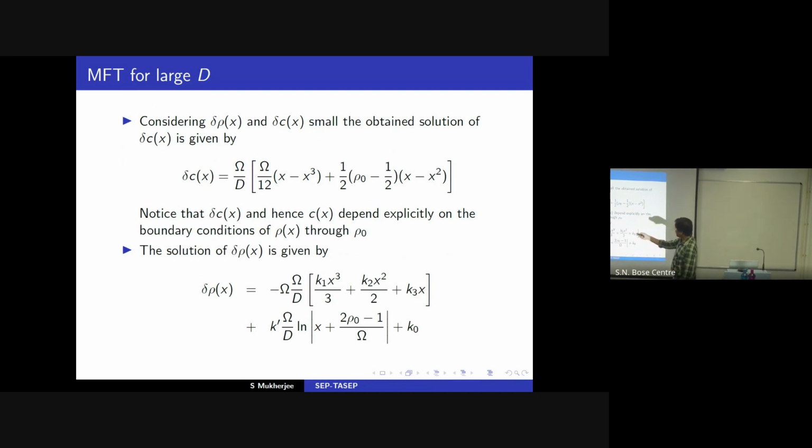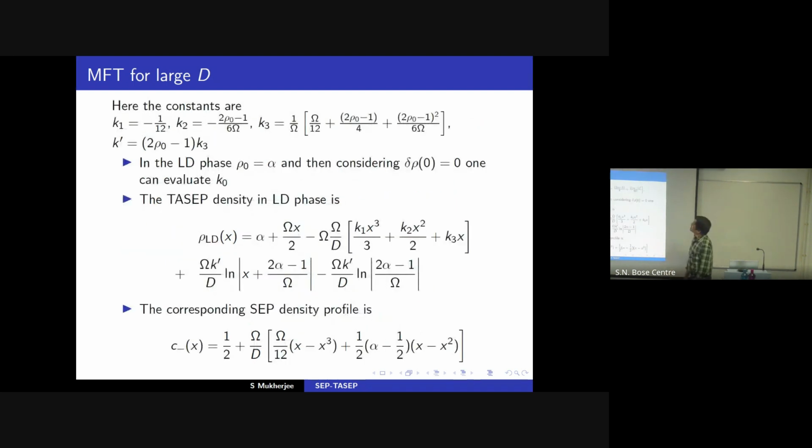And this is the solution of del rho, where K is the integration constant. These are the values of the other constants. In the LD phase, rho is equal to alpha, and then accounting for the boundary condition, del rho should vanish at the boundary x equal to 0. We can evaluate K0, and hence we find the density profile in the LD phase, which is rho LD. The expression of rho LD is this. And the corresponding safe density will be C, this is C minus x.